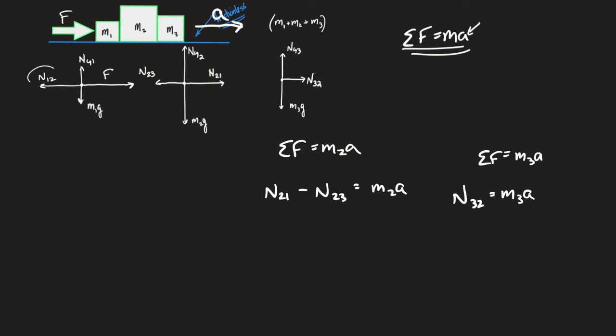Still okay? So nothing to do. That's it. That's all I can do. I don't know what any of those normal forces are. But I can go to the last one. Net force on box 1 equals M1A. What's that going to be? Well, it's going to be that pushing force, the big F, minus N12 equals M1A.